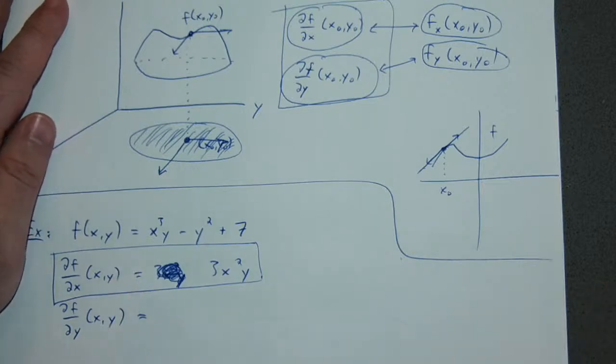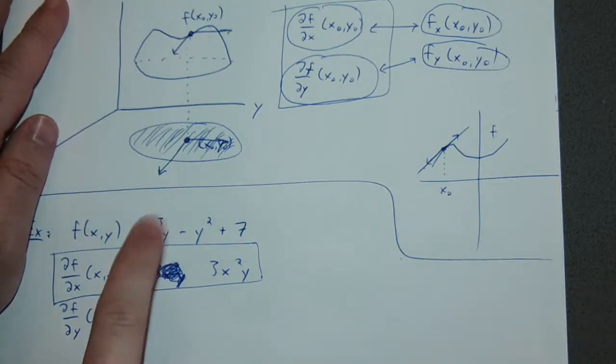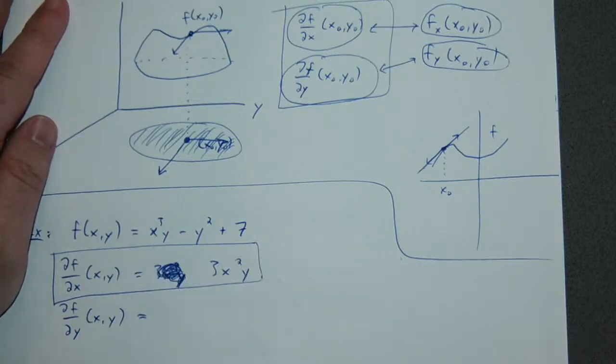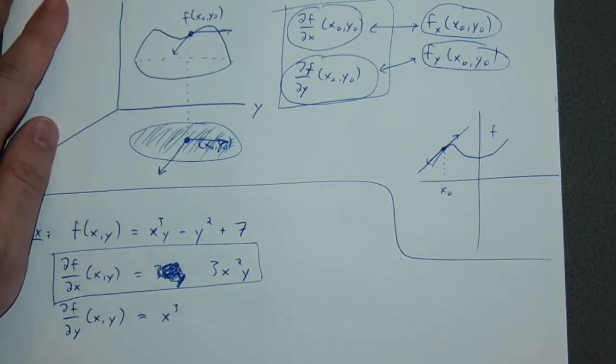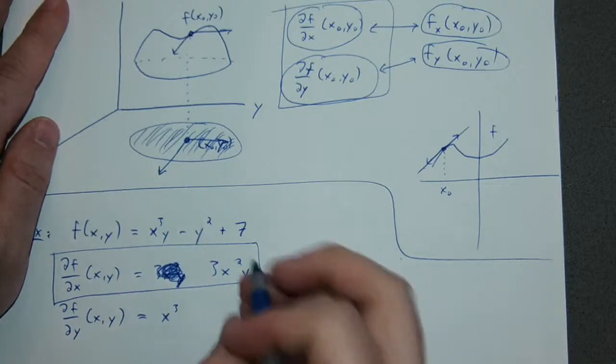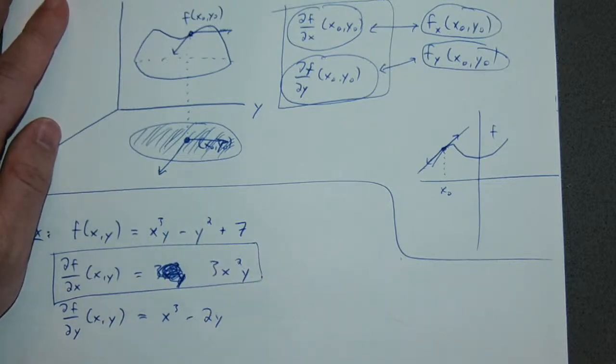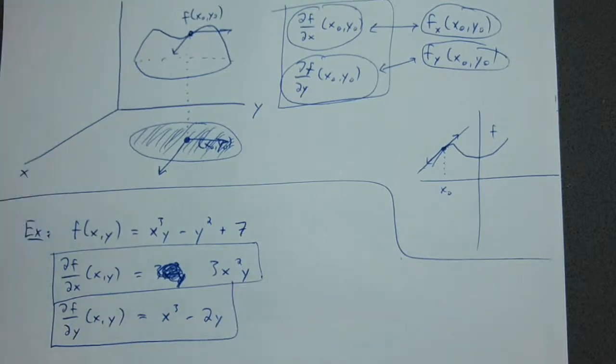So computing my y partial really quickly, taking the y partial here. This is this first term. I'm treating x as a constant now, right? So x cubed is a constant. Taking the y partial of x cubed y, I get x cubed, because the derivative with respect to y of y is just 1. So this is x cubed minus 2y, because that's the partial derivative with respect to y of minus y squared. And the y partial of 7 is 0. And so I get x cubed minus 2y.